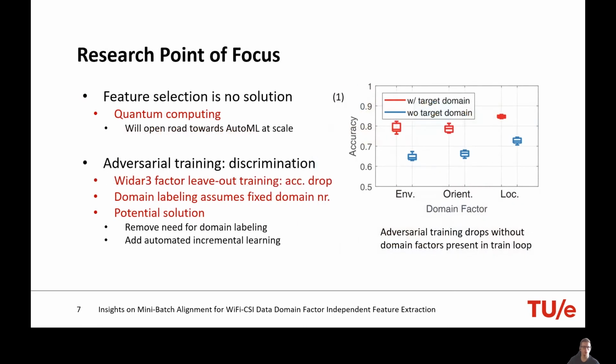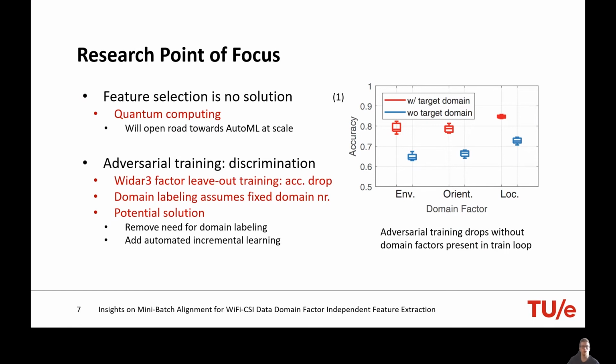Our research point of focus is essentially on adversarial training. As already discussed, we think that feature selection is not a solution at this point because of the things already mentioned. What we see is that an extensive number of domain labels are required in order to actually train this model, which is not favorable because in addition to the task labels, you also need to create domain labels.